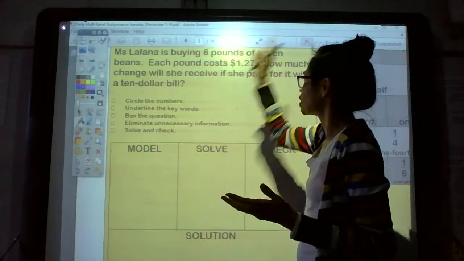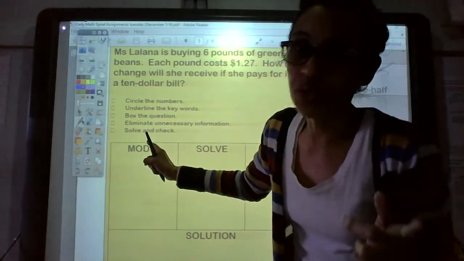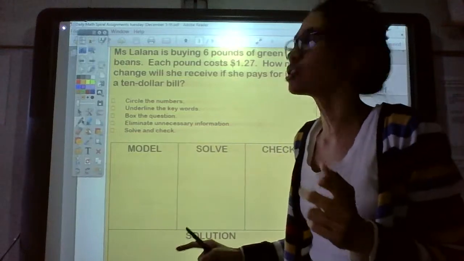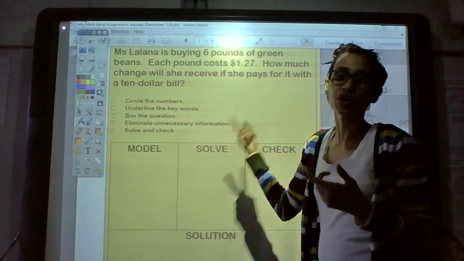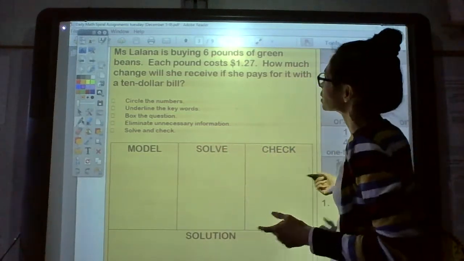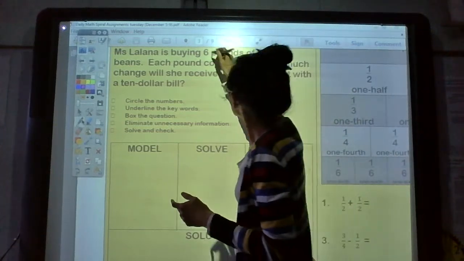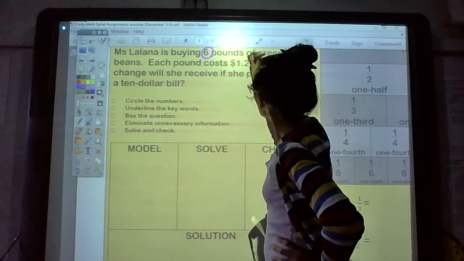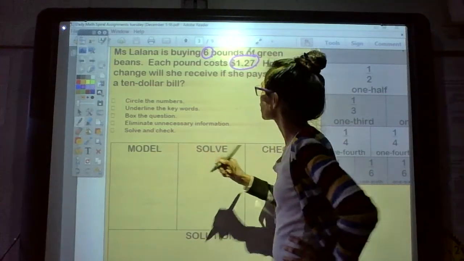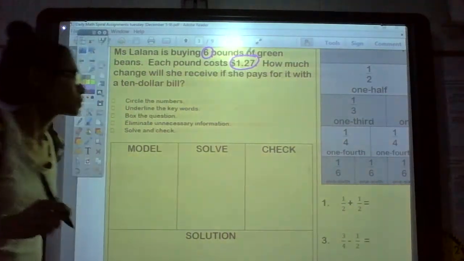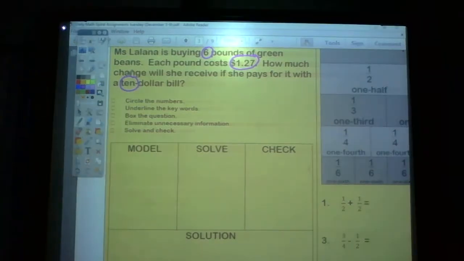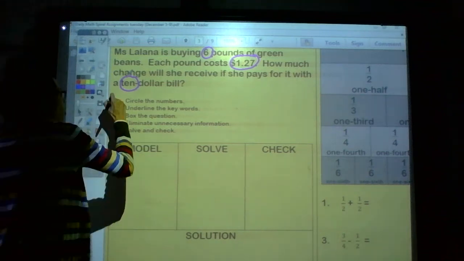And let's see. Let's work it out. Okay, you know what? We need to use what? Our cube's clues. The first step is to circle the numbers. Let's circle the numbers that we see. What do you see? I see the number 6. I see the number right there, $1.27. Oh, I also see that number there, that number name, that is a 10. Anything else? Oh no, we're done with that.